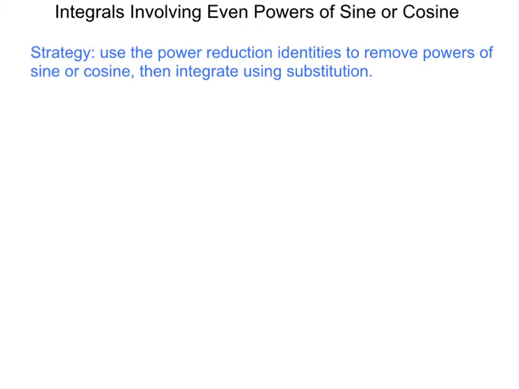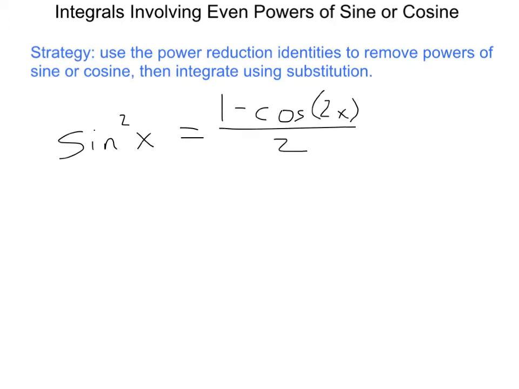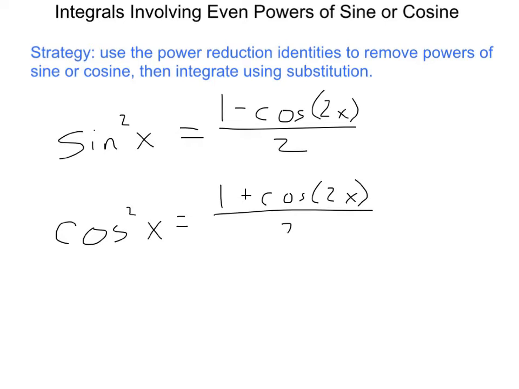And then you can just integrate using substitution. So specifically what I'm looking at here are the identities. If you have sine squared x, the thing that's the same as that is 1 minus the cosine of 2x over 2. Similarly, but a little bit differently, cosine squared x is 1 plus cosine 2x over 2.